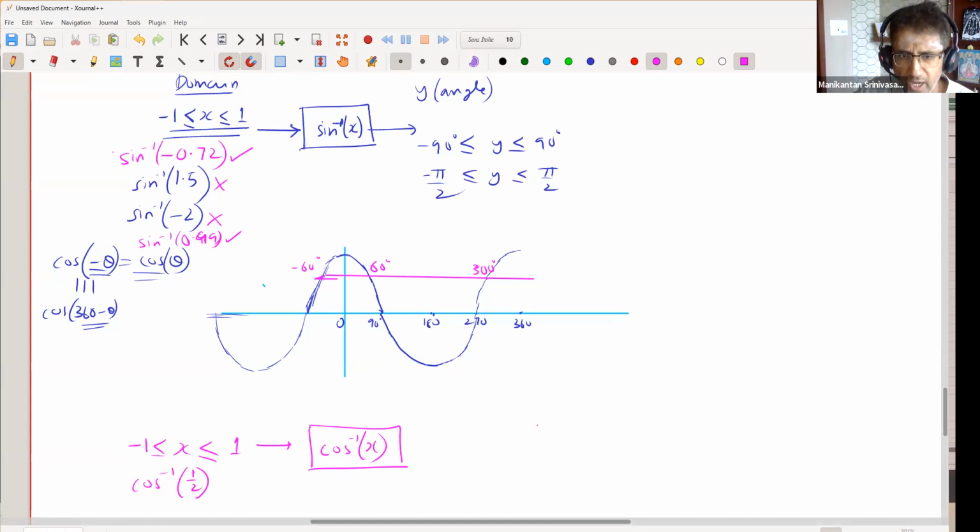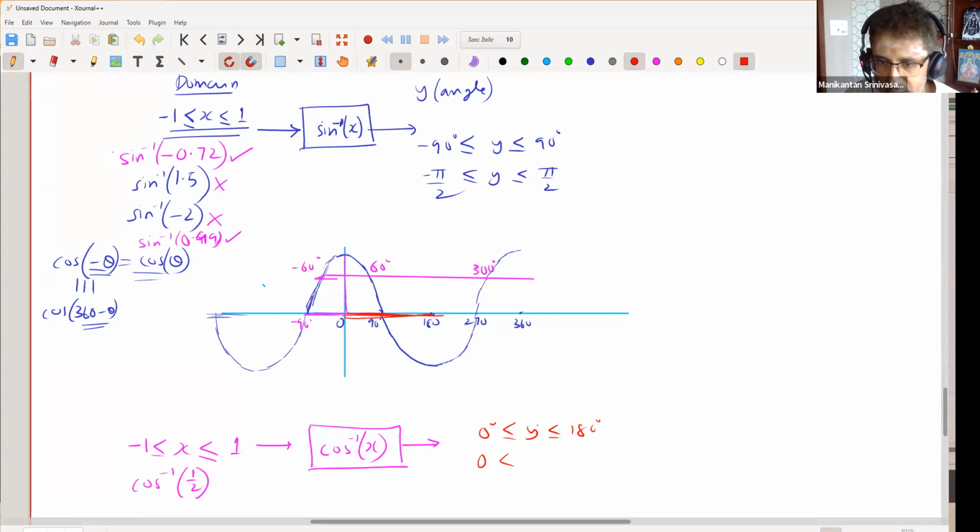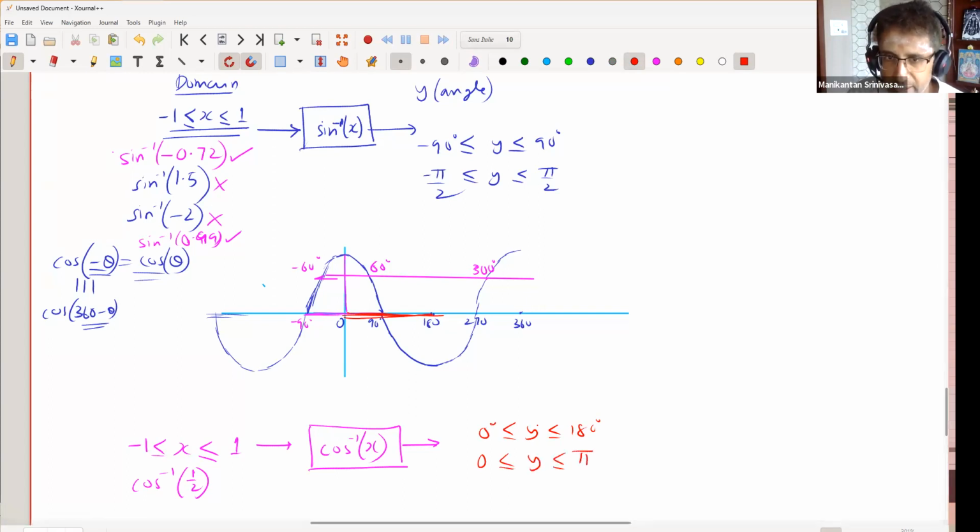Okay, so similarly, for cos inverse of half, the output should be unique. If I choose the same -90 to 90, that's not going to help, because between -90 to 90, the cos function is only positive. It ranges only from 0 to 1. So I need to pick the range such that it's able to accommodate all inputs from -1 to 1. A better range for cos would be from 0 to 180. If I pick the output as an angle between 0 to 180 degrees, or in radians, 0 less than or equal to y less than or equal to pi, then I cover all the way from +1 to -1.